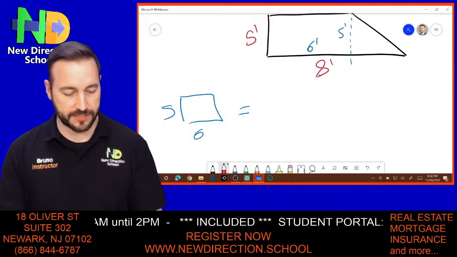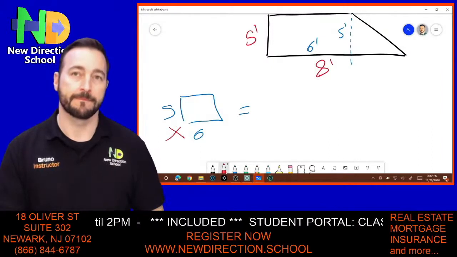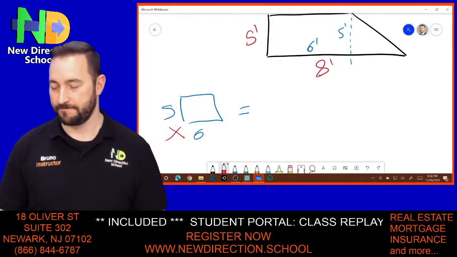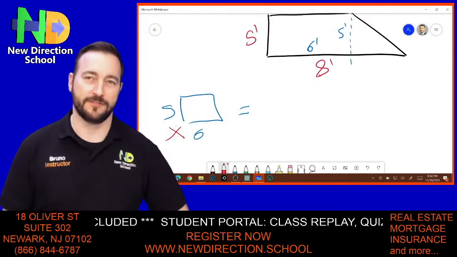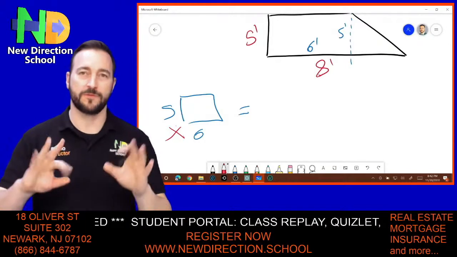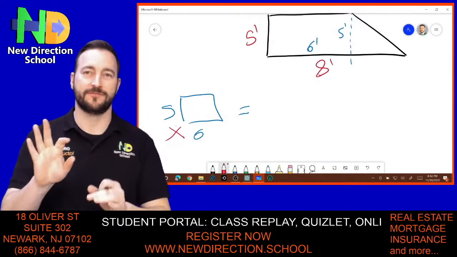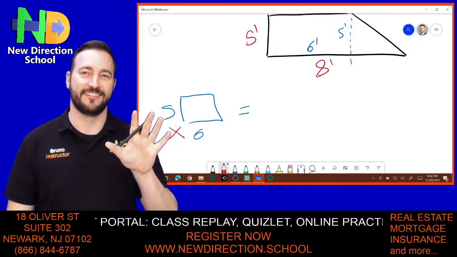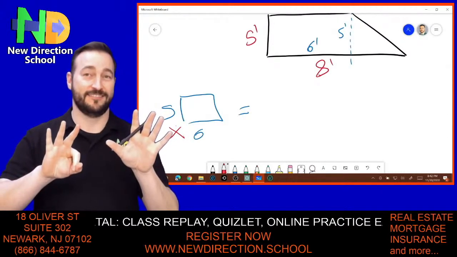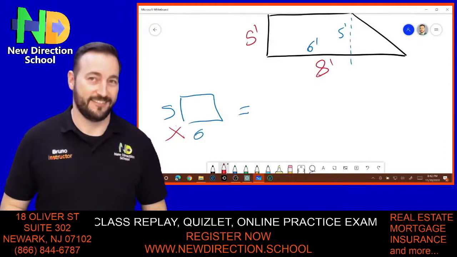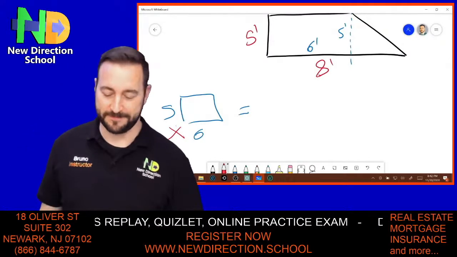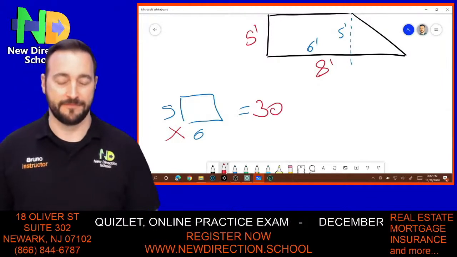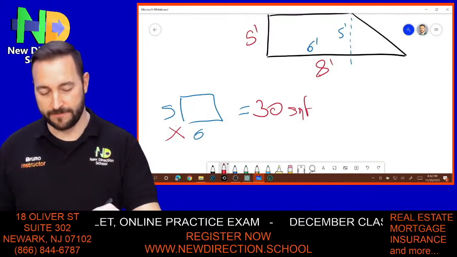If the numbers are outside, what do we do? Multiply. How much is 5 times 6? Listen, I'll do it with you guys. So it's easy. 5 times 6. Okay. All right. Fine. So that means the area is 30 square feet.